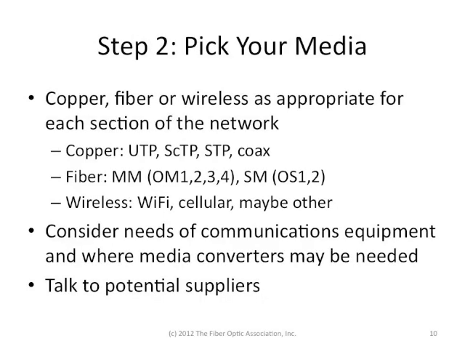The next step is to start picking your media. Copper, fiber, or wireless is appropriate for each section of the network. For copper, what kind of cables are you using? Most LANs use unshielded twisted pair, but other networks, like video or building management systems, may use other cabling types. What kind of fiber will you be using? Multi-mode or single mode? What kind of wireless networks? Wi-Fi, cellular, maybe something else.